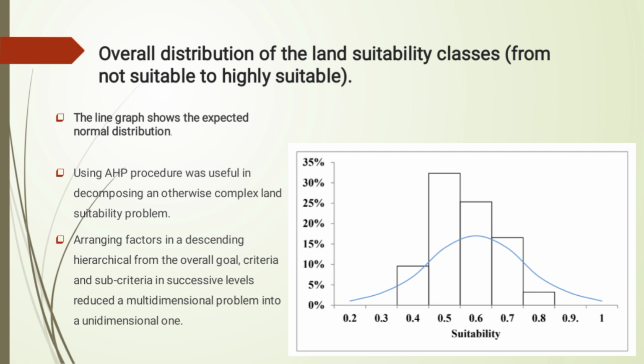Arranging factors in a descending hierarchy from the overall goal, criteria, and sub-criteria in successive levels reduces a multi-dimensional problem into an n-dimensional one.